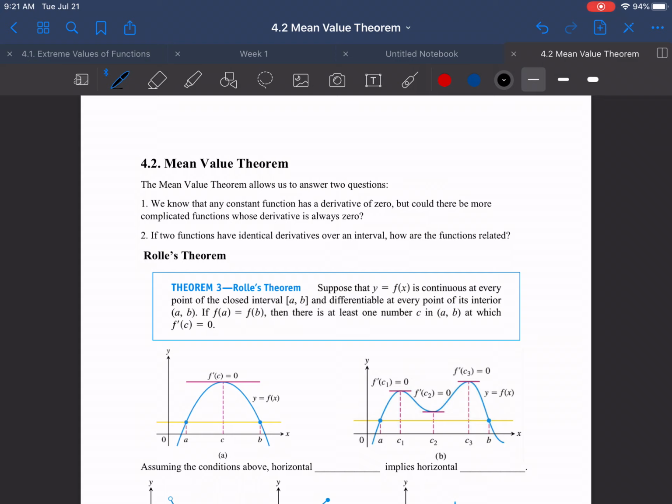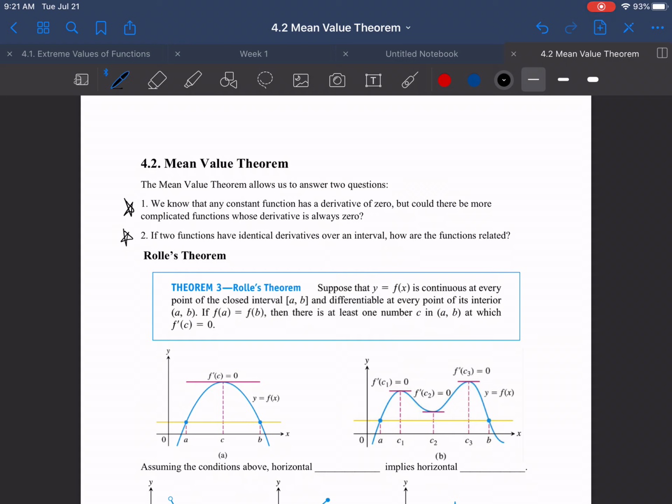And so one, we know that any constant function has a derivative of 0, but could there be a more complicated function whose derivative is always 0? You may have an intuition on that one, but we want to be able to say it definitively. And two, if two functions have identical derivatives over an interval, how are the functions related?